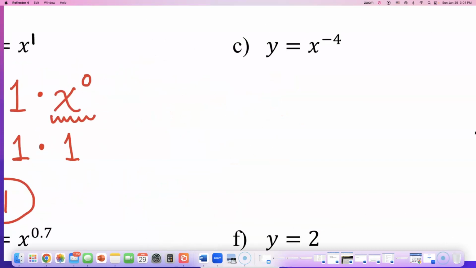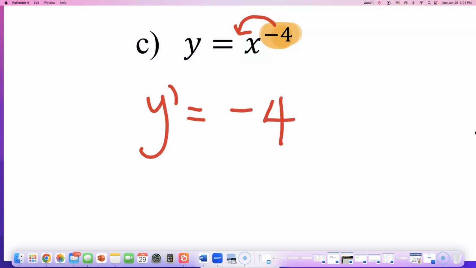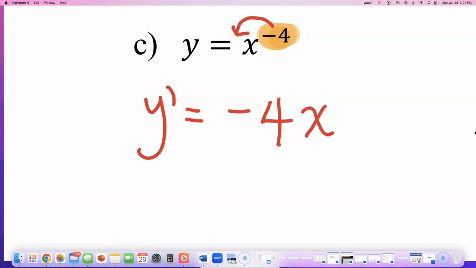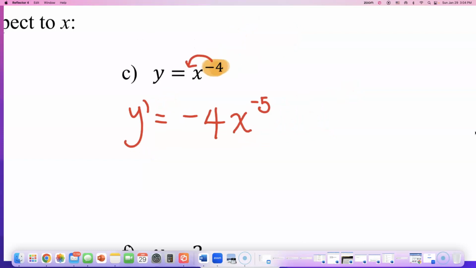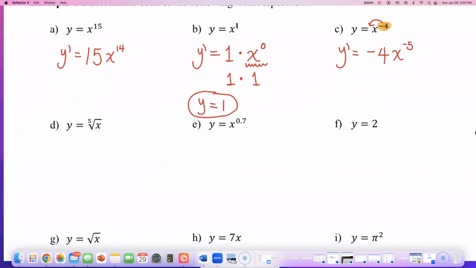Well, let's look at this one. We still need to bring down that exponent of -4 to the front. If you bring that down, y prime is going to be -4x, but the exponent has to be 1 smaller than -4, and that is -5. Okay, so those were A, B, C. Let's look at the ones that are a little bit trickier down here.